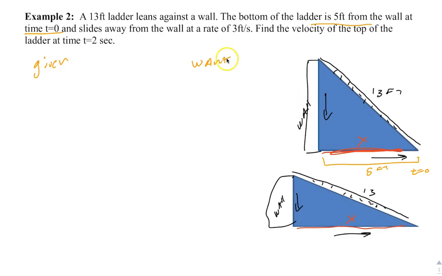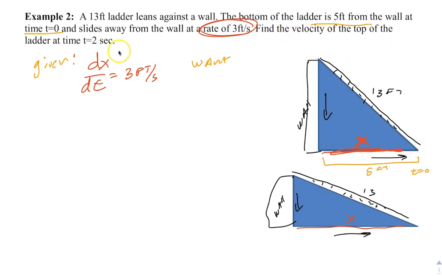And they tell me that it slides away at a rate. So we have a rate here, 3 feet per second. We have a rate for x. Do you know how you make x a rate? You make it dx dt, to take the derivative with respect to time. So I know dx dt is 3 feet per second. So this is moving at 3 feet per second. Every second it's moving 3 more feet out that way.